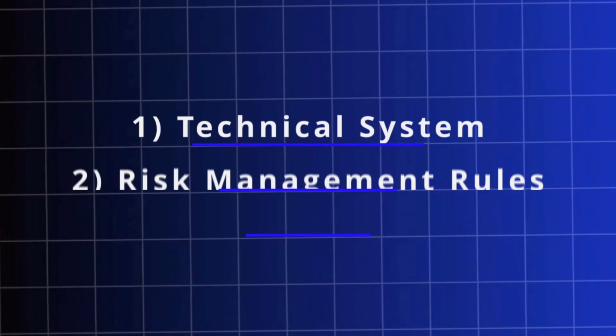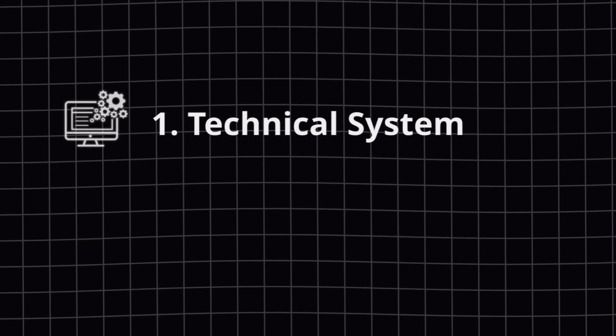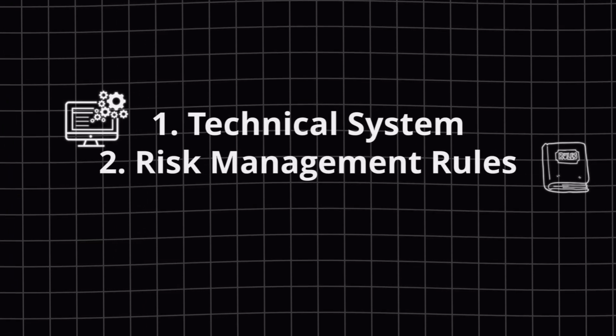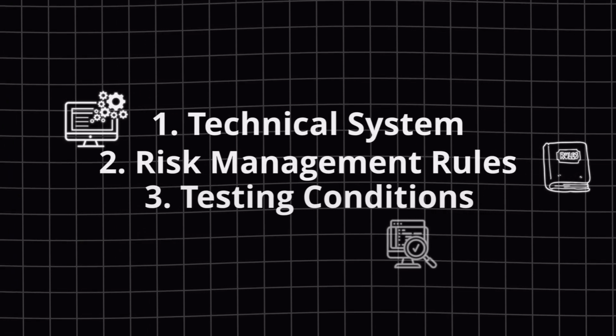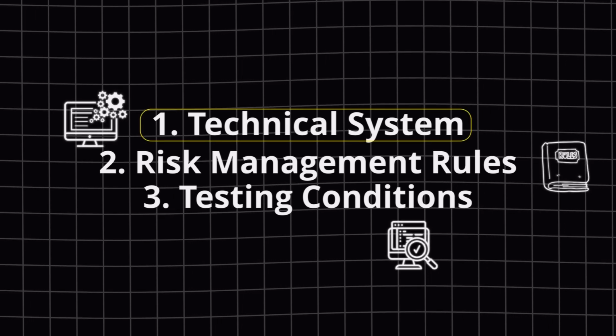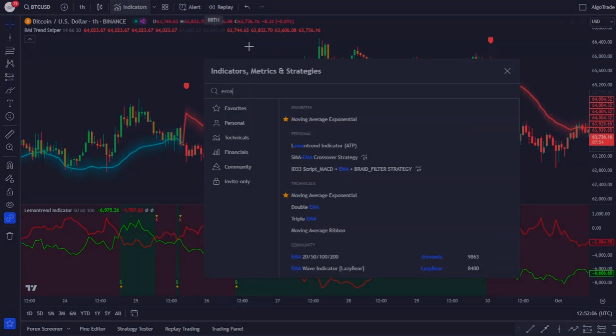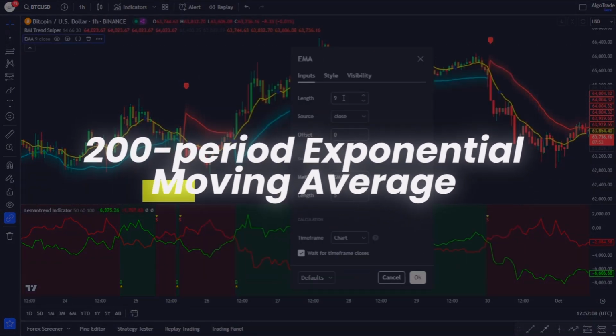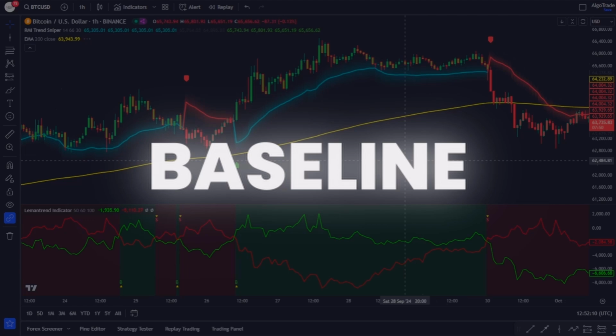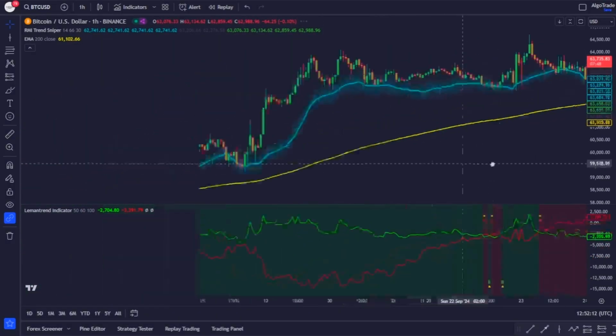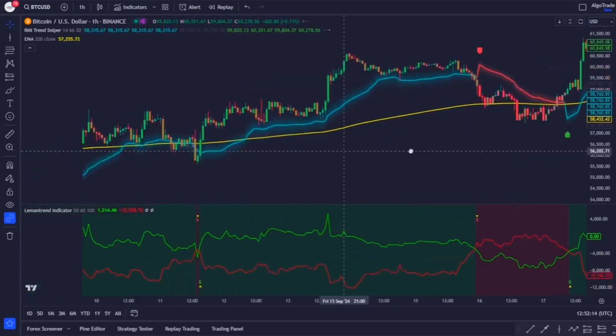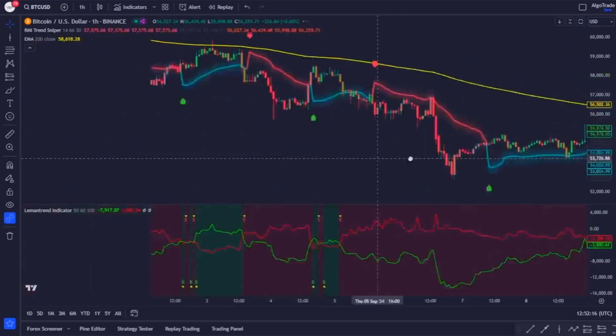To do this, we need three things. First, the technical system, second, the risk management rules, and third, the testing conditions. Regarding the technical system, I will also use a 200 period exponential moving average as usual to act as a baseline, to ensure we only take positions that are in the same direction as the overall market trend.